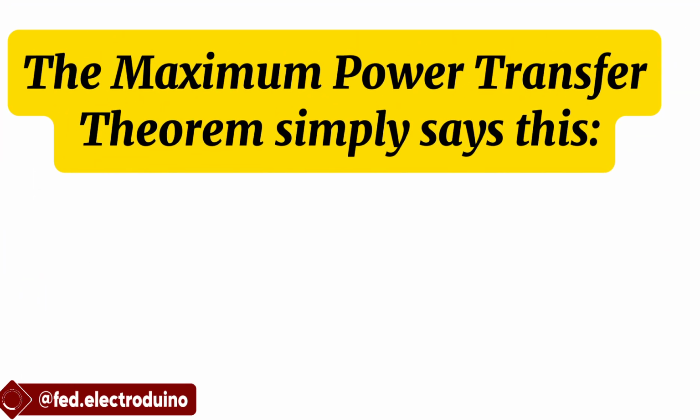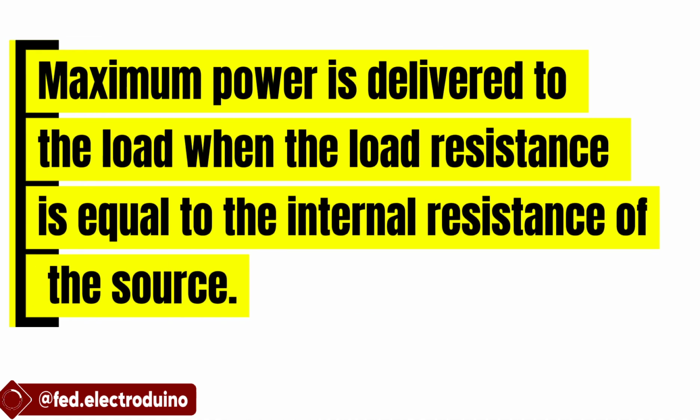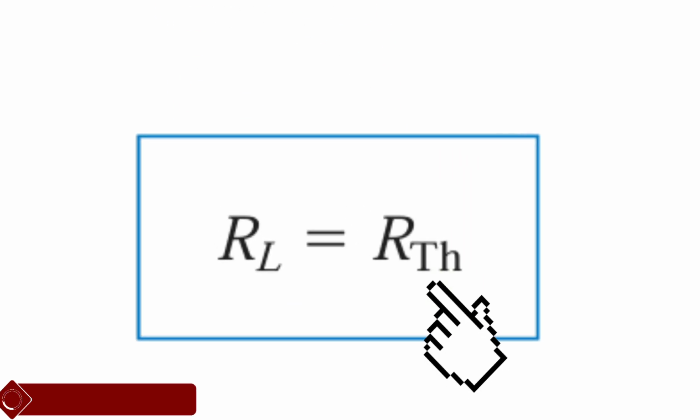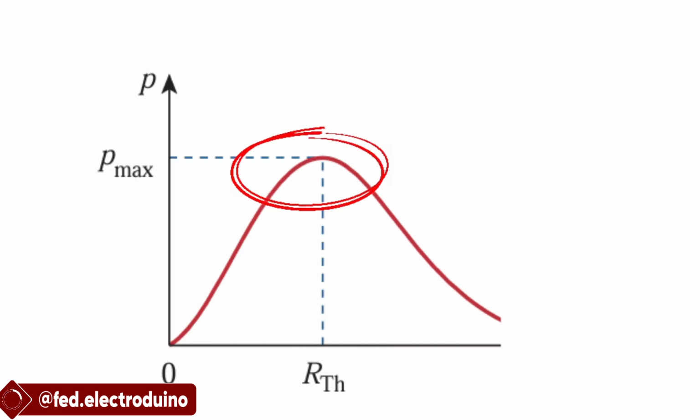The maximum power transfer theorem simply says this: maximum power is delivered to the load when the load resistance is equal to the internal resistance of the source. In simpler terms, the resistance of your device should match the resistance inside the source itself. That's the balance point where power transfer reaches its peak.